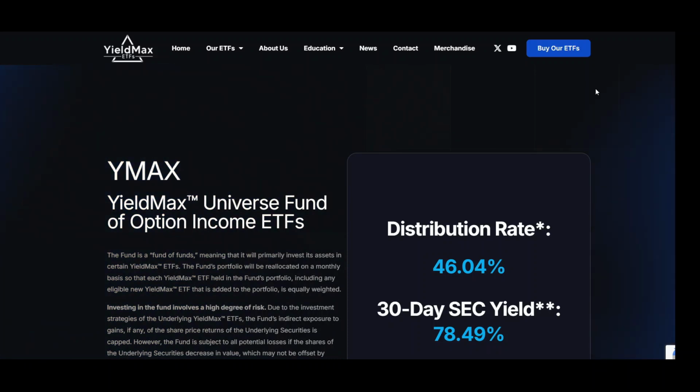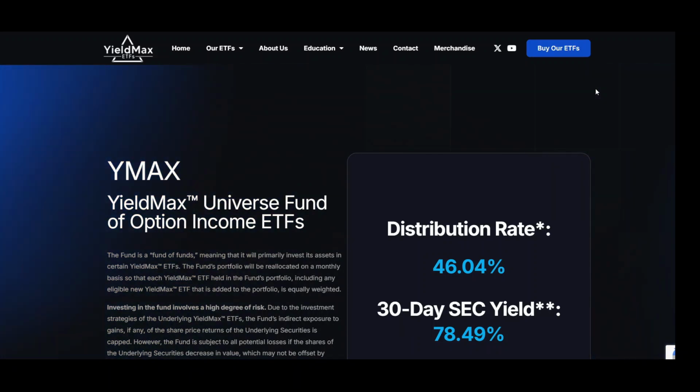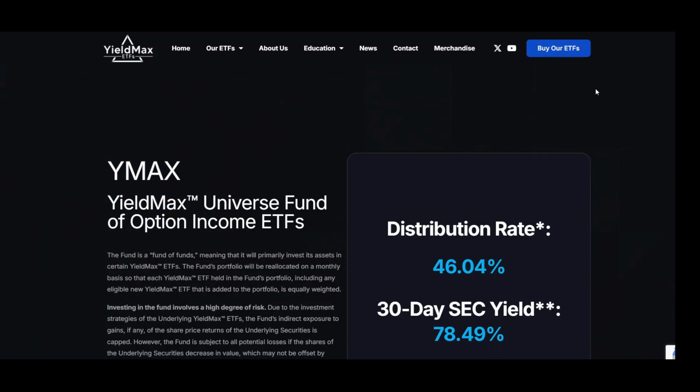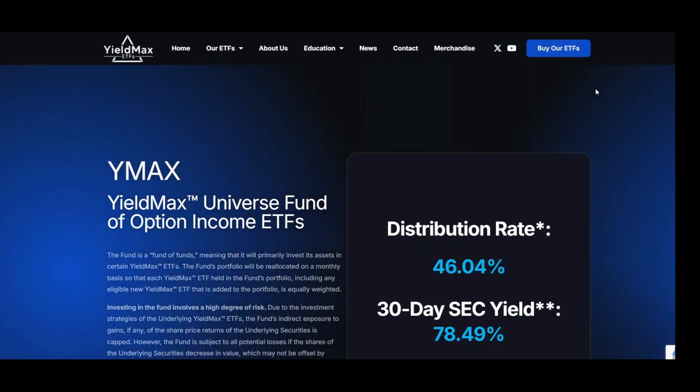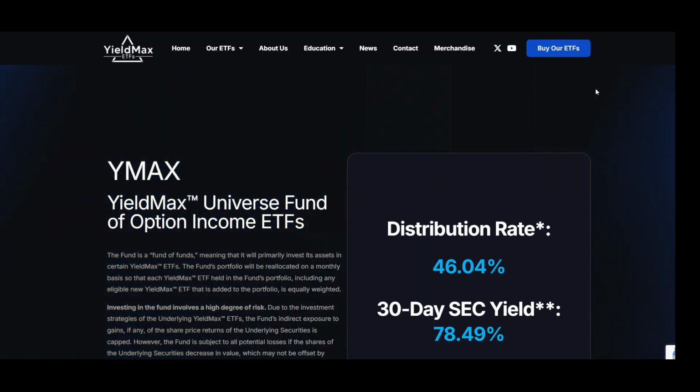Are you in YMAX, this universe fund of funds? I don't know about you, but I am. And I'm going to go over my portfolio for YMAX, and we're going to talk and find out where I actually am on this play and what my average price is.